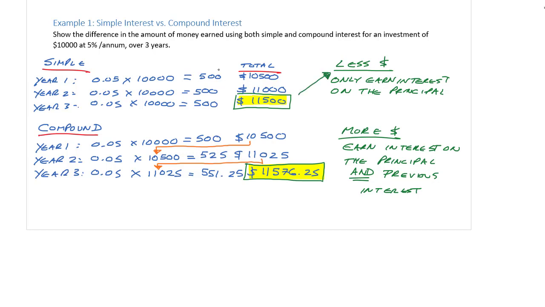It's always $500 because we're always finding 5% on $10,000, right? With compound interest, you're going to earn or owe more money because you earn or pay interest. I wrote earn here, but also pay or owe interest, right? On the principal and the previous interest. So notice how we earn more.